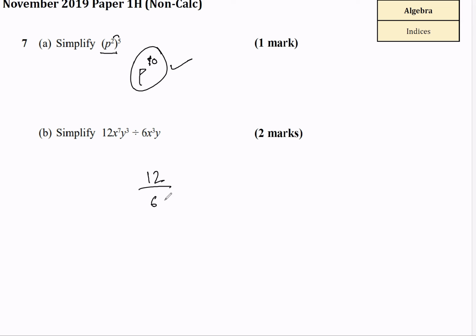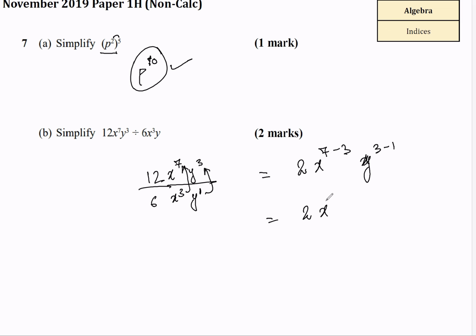Likewise, 12 divided by 6, x^7, y^3, x^3, y^1. Okay, when there is nothing written, it means 1. 12 divided by 6 is 2. 7 minus 3, because I'm bringing this 3 on top, bringing this 1 on top. Okay, and y will be 3 minus 1. So 2x^(7 minus 3) is x^4, and 3 minus 1 is 2. That's our answer. Next question.